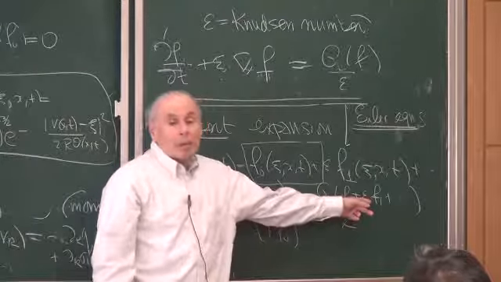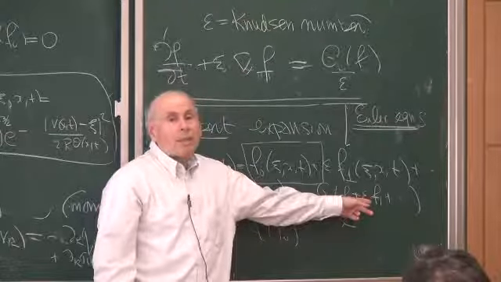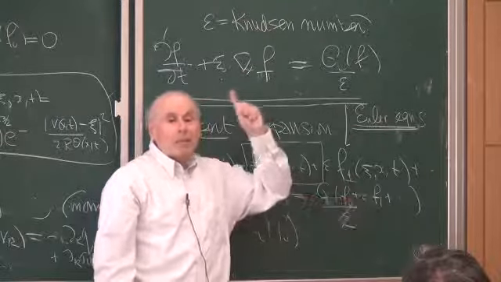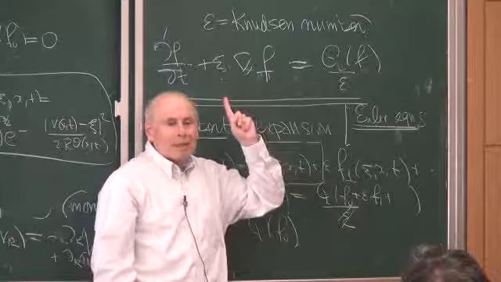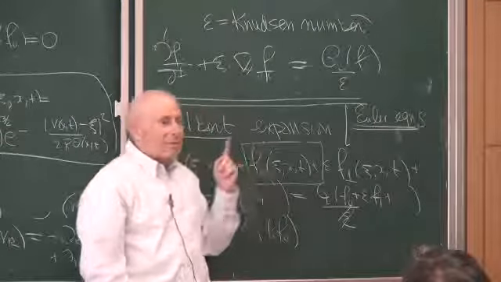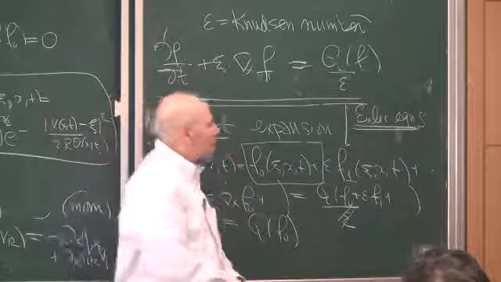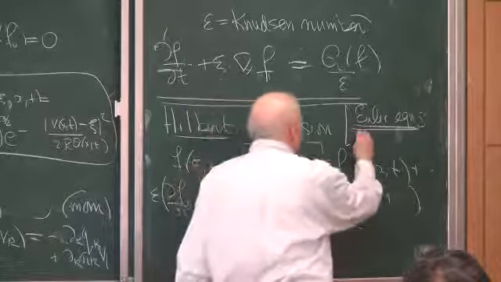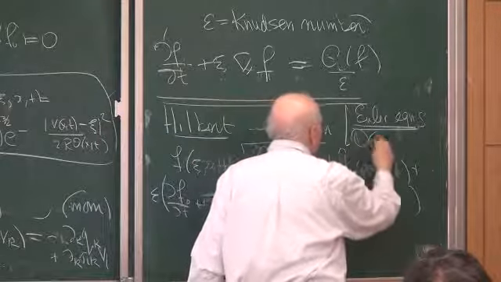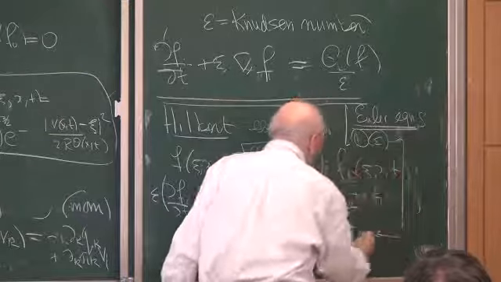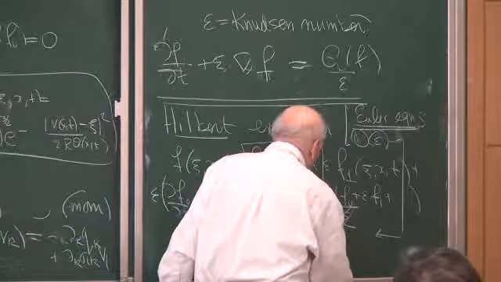But that's an integral equation. What does Hilbert do? Hilbert invents the theory of integral equations. Smart guy. He's real applied mathematics. So Hilbert, at the second level, order epsilon, invents the theory of integral equations.